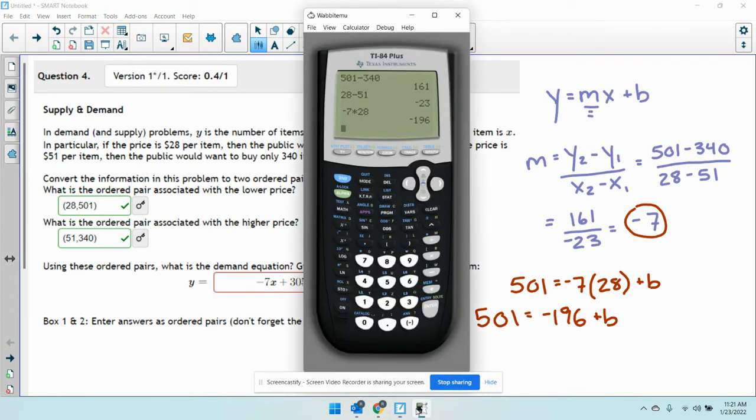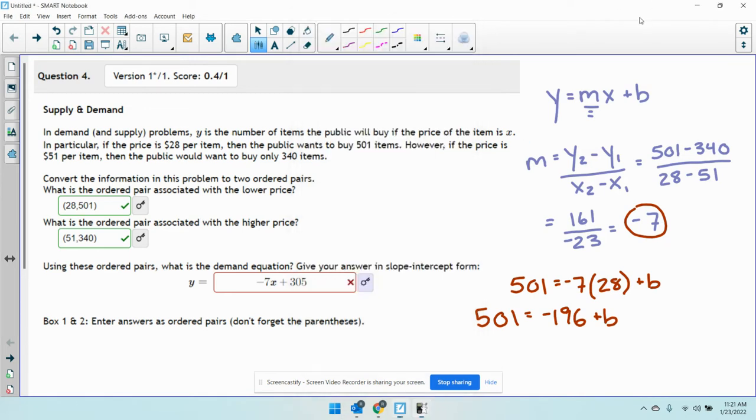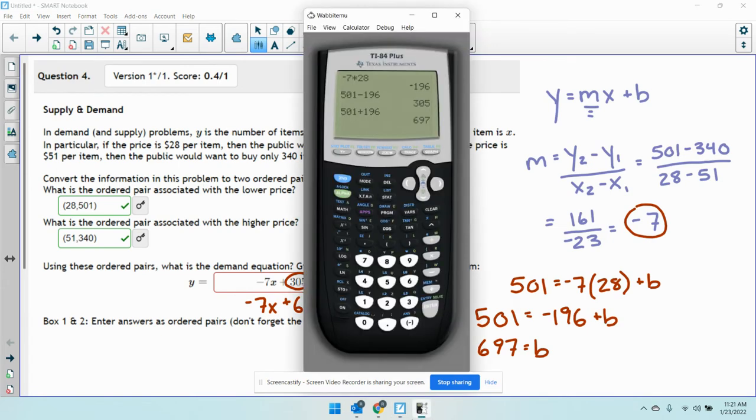I think I see what the issue was. If I do 501 minus 196, yeah, that was where the mistake was. This is a negative 196 because your slope was negative 7, negative times positive is negative. So in solving this, you should be doing 501 plus 196. So that gives me 697. So that's where the issue was right here. Small mistake. That's a problem with these online websites. You can't really tell where the mistakes were made. So the actual answer is going to be negative 7x plus 697.